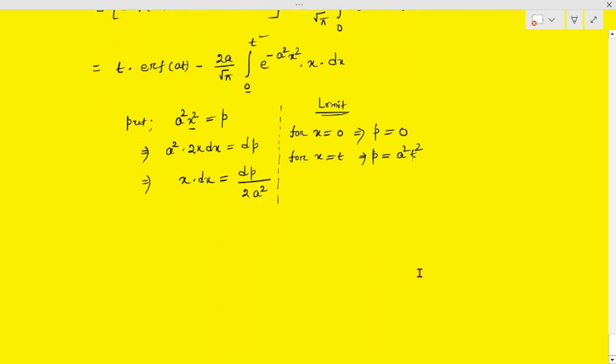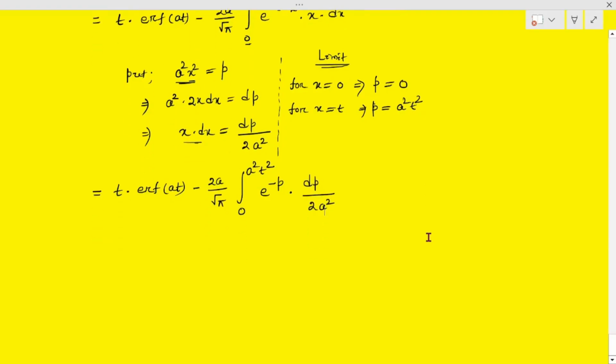Now the above equation is written as t into erf at, error function of at, minus 2a by root pi. Here the new integration limits are 0 to a square t square, e to the power minus p, because we considered a square x square as p, e to the power minus p into x dx. x dx value is dp by 2a square.